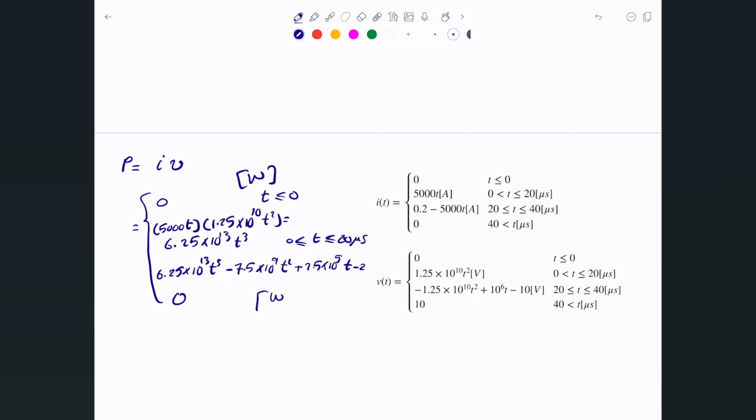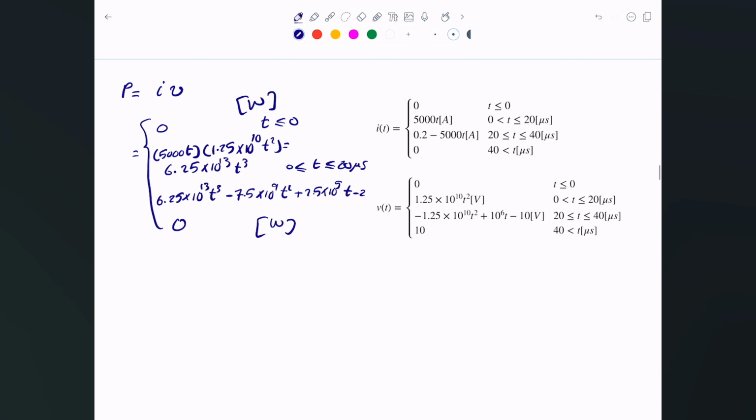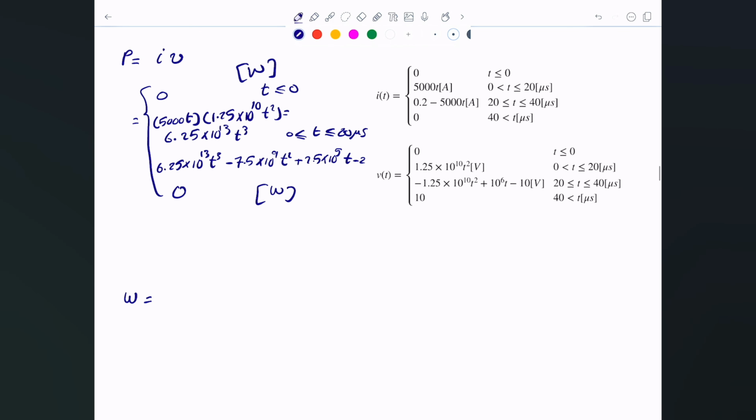All right, so I went ahead and computed this, and I cleaned it up as well. So I'll show you that cleaned up version of it. But before we do, let's continue by computing, for example, the energy.